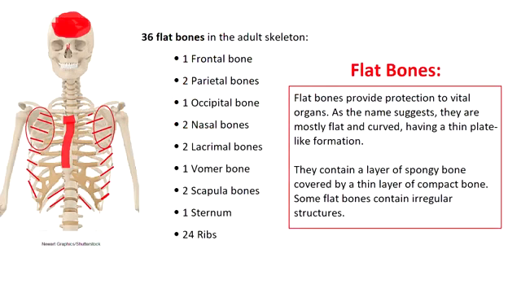Next, we have flat bones, which provide protection to those vital organs. And as the name suggests, they are mostly flat and curved, and they have a thin plate-like formation. They contain a layer of spongy bone covered by a thin layer of compact bone. And some flat bones do look a little irregular, so it can be confusing.